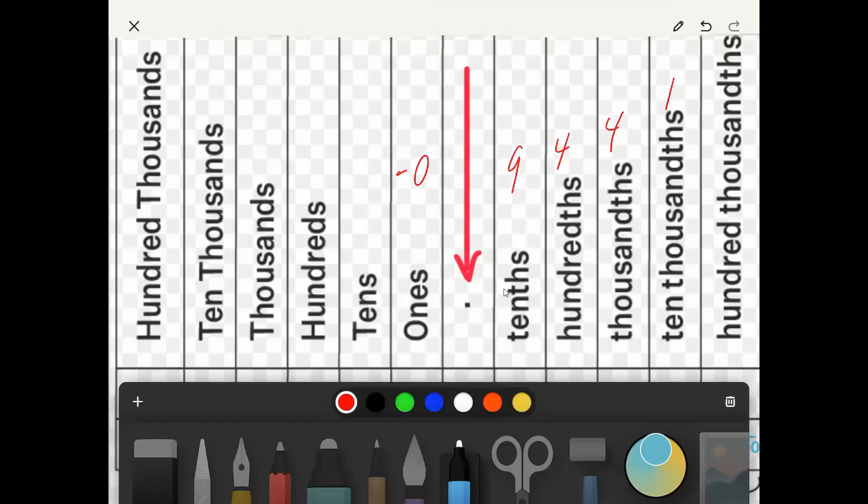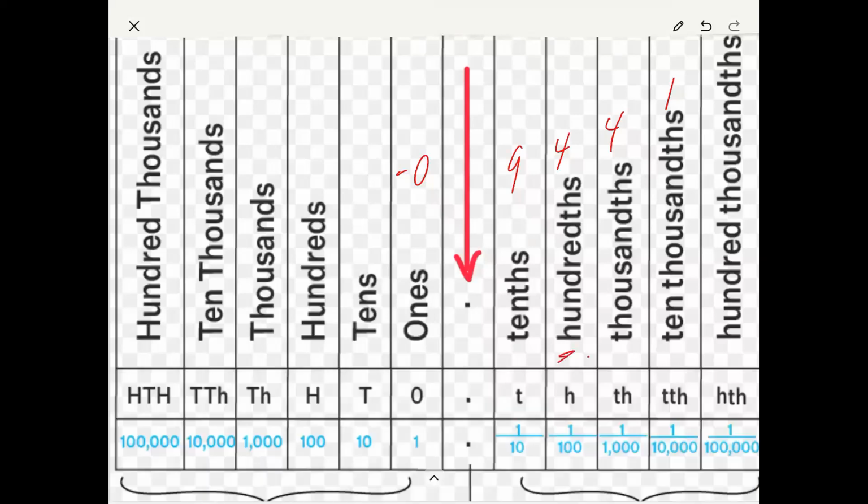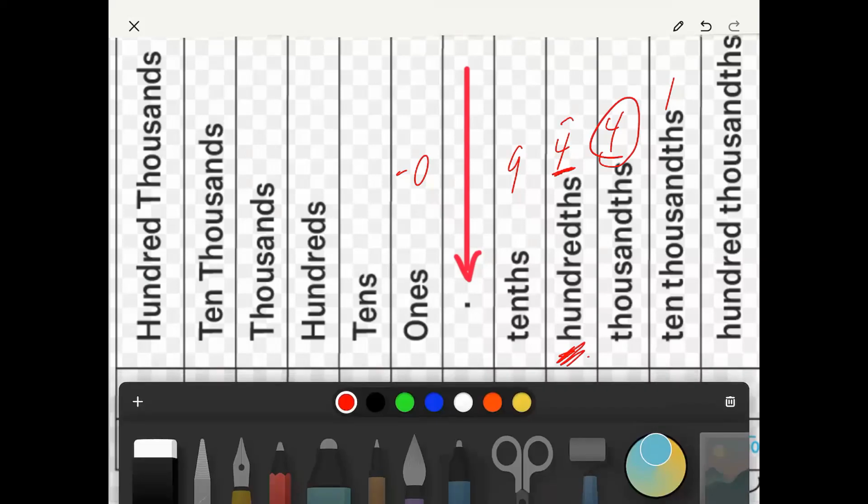Okay, so here is the number. They want us to round to the hundredths place, which is here. So we look at the 4, and then you always look to the right. If this number is 4 or less, you just drop those numbers. So what I'm going to do is I'm just going to get rid of these numbers to the right.